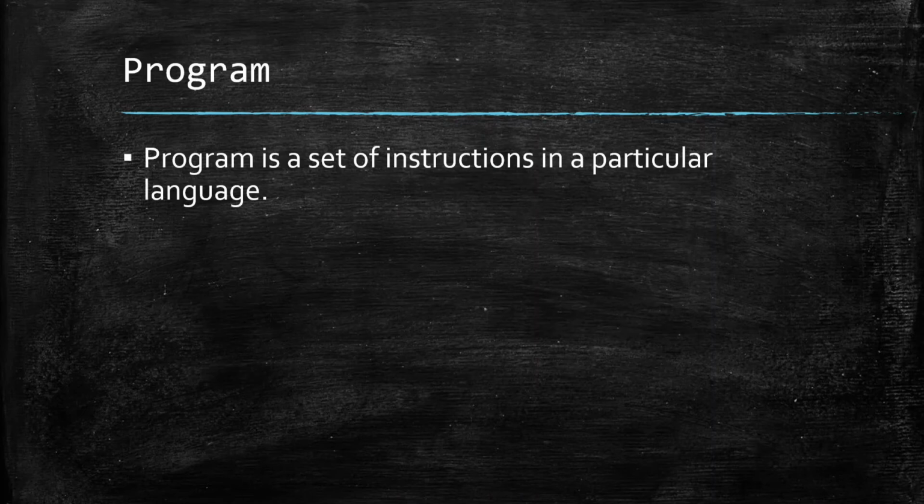Next, coming to the definition of program. Now we know the history of C++ and the characteristics of C++. So now we are going to learn what a program is. A program is a set of instructions in a particular language. It's a general definition. For any program you can write this as the definition of program. In a particular language means not like our English, Hindi, Kannada. It's in a computer language.